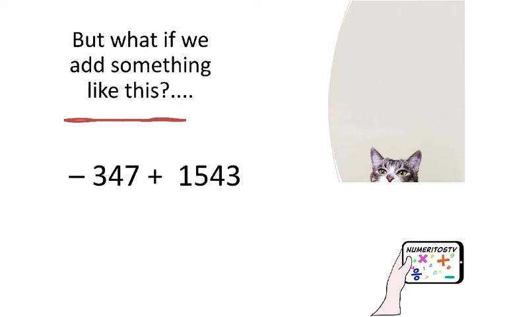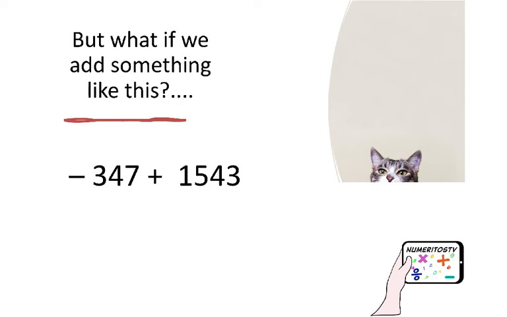But what if we need to add something like this? Negative 347 plus 1,543. We are not going to be drawing negative 347 tiles and then 1,543 blue tiles, and then start eliminating in pairs. This will take us forever, right? Or we are not going to be drawing a number line this big and then jumping around this amount of units. That will be a lot of work.